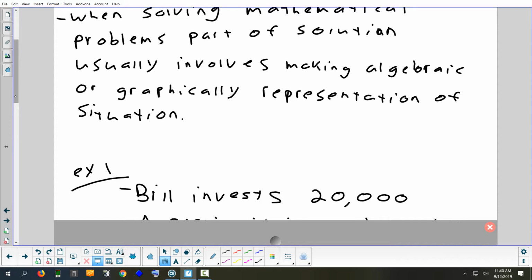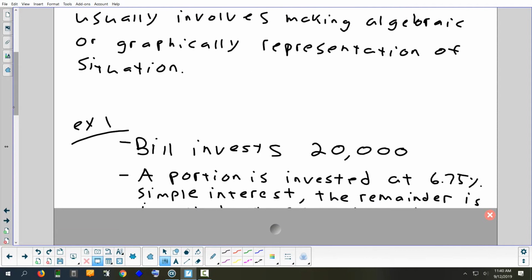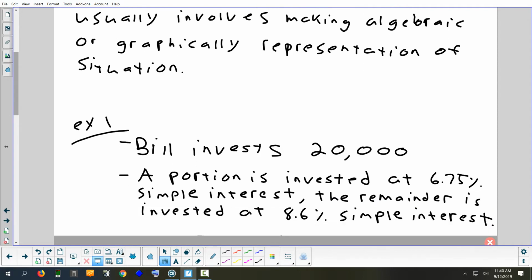But let's say Bill invests $20,000 and he has 2 investments to pick from. He's going to put some of his money in an investment that pays 6 3/4%. And he's going to put the other amount that he has left over in an investment that pays 8.6%. The type of investment we're looking at is called simple interest. Not quite the kind of interest that your bank would pay. They use what's called compound interest. But that formula is a little more complicated, so we're going to stick with simple interest for this problem. It's basically like he's putting money in a savings account.